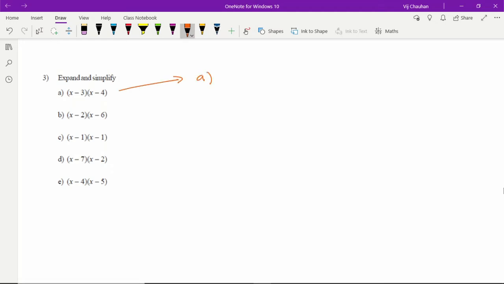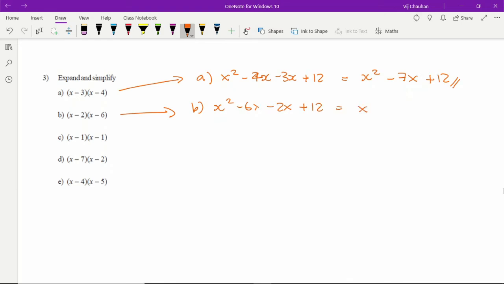So for question A, the correct answer there should have x squared minus 4x minus 3x plus 12, which gives me x squared minus 7x plus 12. For B, you should have x squared minus 6x minus 2x plus 12, which gives me x squared minus 8x plus 12. For C, I've got x squared minus 1x plus 1, which gives me x squared minus 2x plus 1.